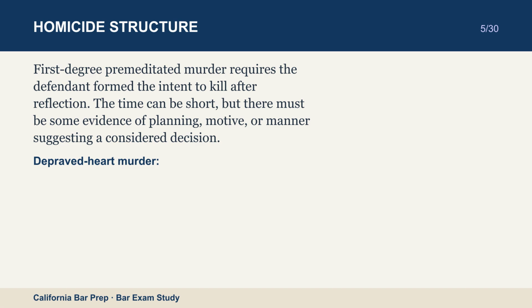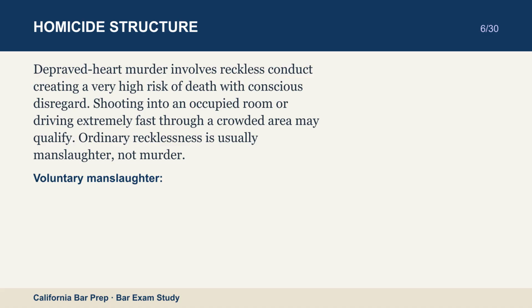Depraved heart murder. Depraved heart murder involves reckless conduct creating a very high risk of death with conscious disregard. Shooting into an occupied room or driving extremely fast through a crowded area may qualify. Ordinary recklessness is usually manslaughter, not murder.